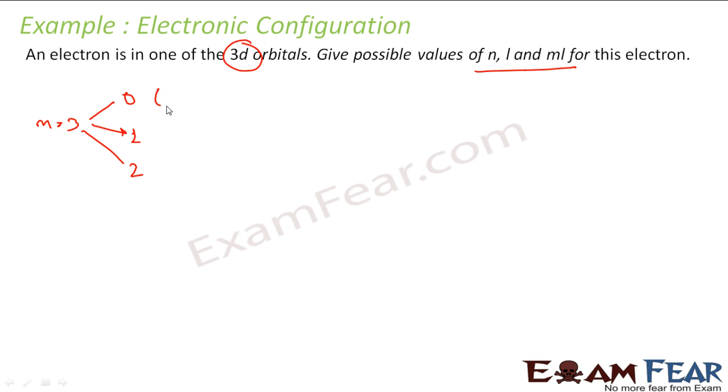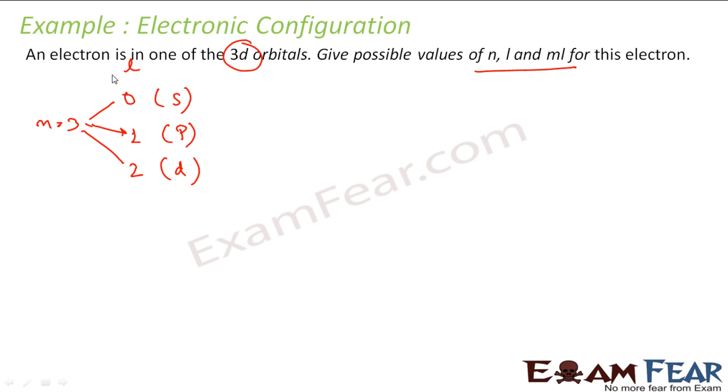If it is 0, it is s. If it is 1, it is p. If it is 2, it is d. That's the tree structure which I told. For n equal to 3, I can have 3 values of L. And 0 signifies s, 1 signifies p subshell, and 2 signifies d subshell.